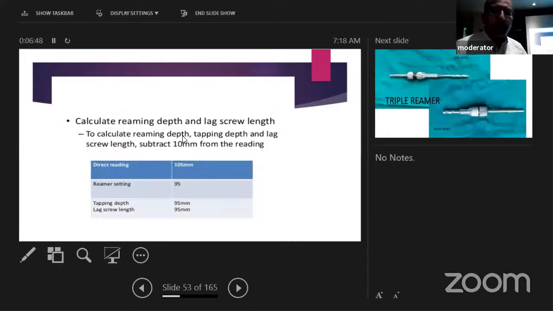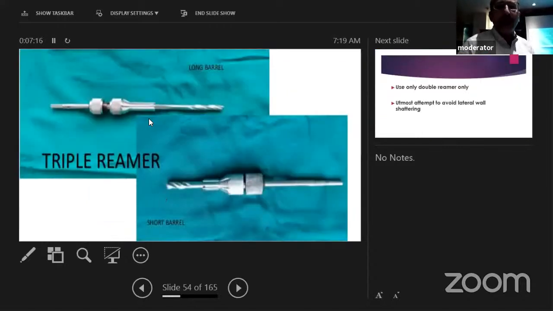Of course, the next is, this is a controversial actually, and I do slightly different. The book recommends, for example, you measure the length from the subchondral area 105, so you're going to minus 10, which is 95, your reamer length, your screw length, everything is going to be 95. But what I do is, for example, I measure 95, I would take the triple reamer to 105. I do it reverse, because I don't want to ream it with the triple reamer. I just use double reamer, and you have to increase the length of the triple reamer.